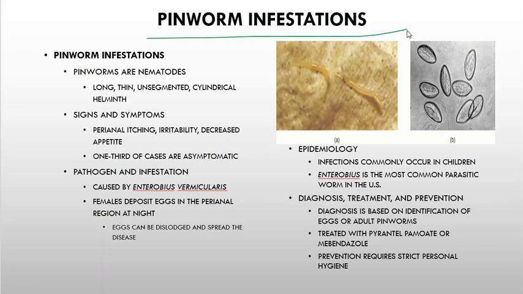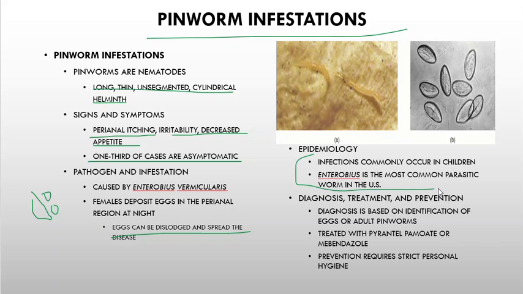Pinworms, nematodes. I've seen these in the hospital. Long, thin, unsegmented. They're round. Signs and symptoms: itching in the anal region, irritability, decreased appetite. A third of the cases are asymptomatic. Enterobius vermicularis. Females crawl out to the anus of a person and lay their eggs at night. Eggs dislodge and spread the disease. Very common in children. Most common parasitic worm in the U.S.